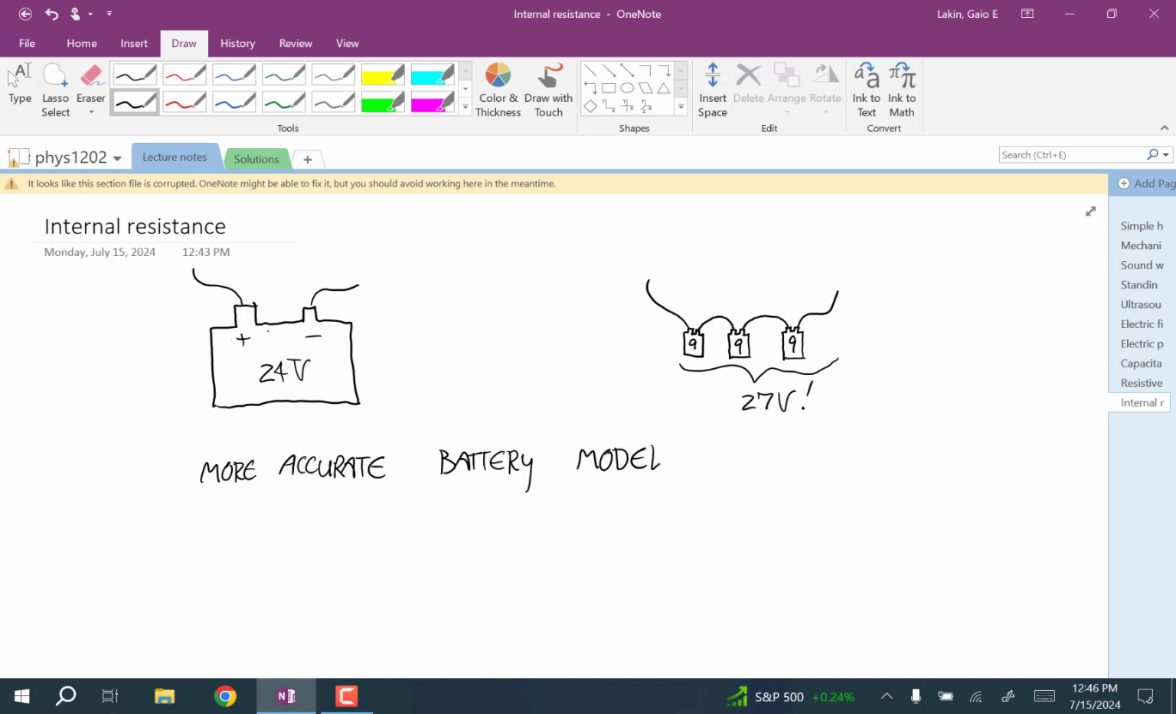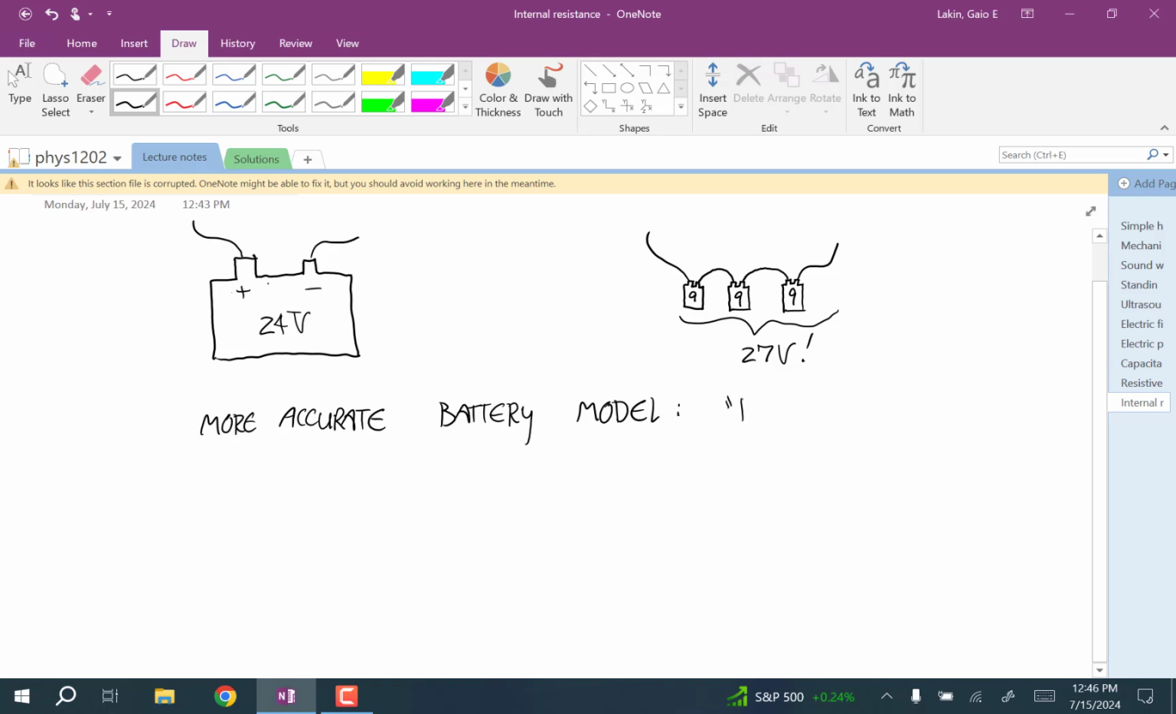is that every battery has an internal resistance. And that internal resistance is related to how much current the battery can provide while still having a certain voltage. Okay, and so the way it works is this. The voltage of the battery is equal to this Greek letter epsilon minus the internal resistance times the current.